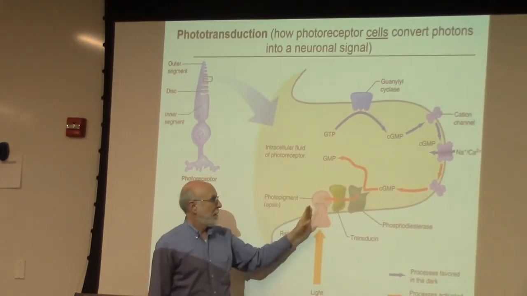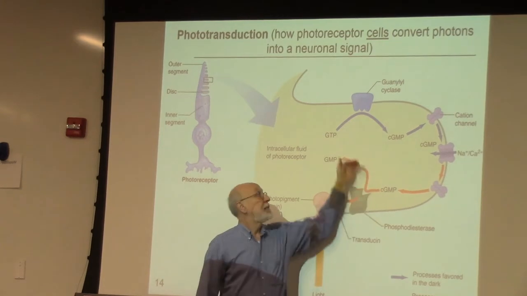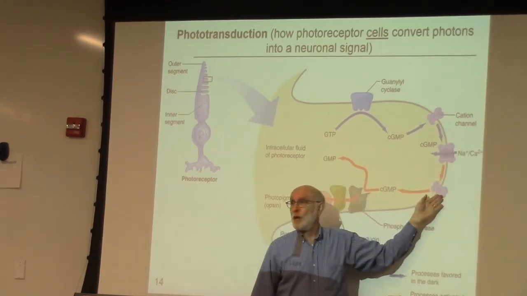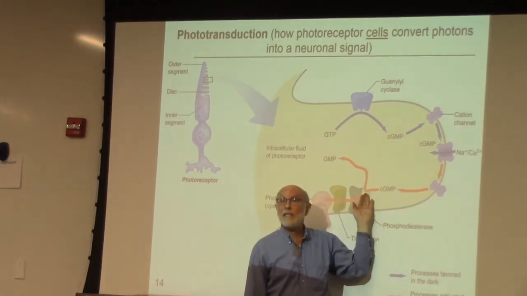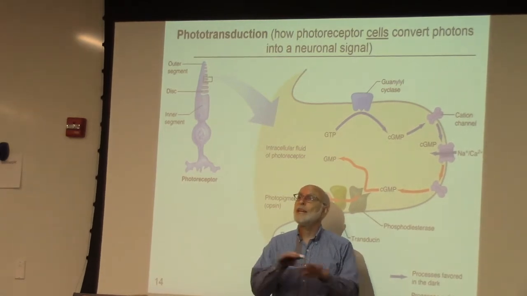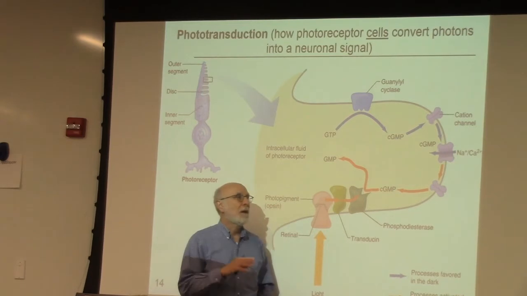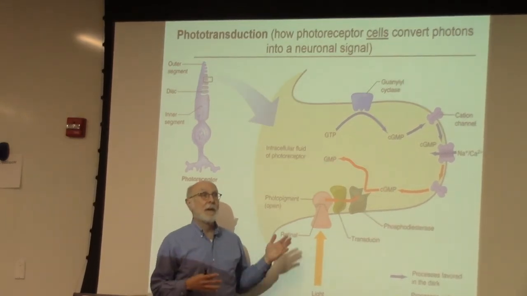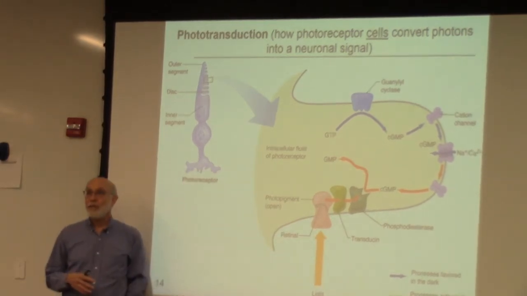So in the light, breakdown of cyclic GMP, decrease in the concentration of cyclic GMP, closure of the cyclic GMP-dependent cation channel. What's that going to do to this membrane potential? Hyperpolarize it relative to its dark level. So light, this is the weird one, won't be the last time I say weird, because in this system, light causes a hyperpolarization of the photoreceptor cell.